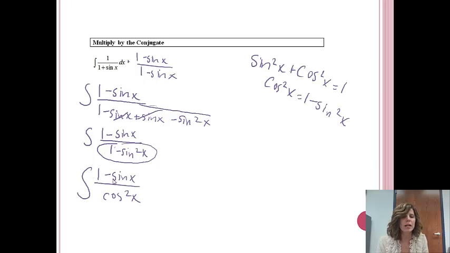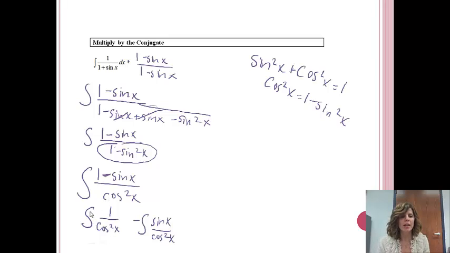All right, and now I'm still kind of stuck. So what I can do, since there's a minus sign up top in the numerator, we can apply our trick, separate the numerator. So I'm going to separate the numerator at this point in time. I'm going to have 1 over cosine squared x minus sine x over cosine squared x. All right, so now I've created two problems for myself. Let's see if we can solve them.